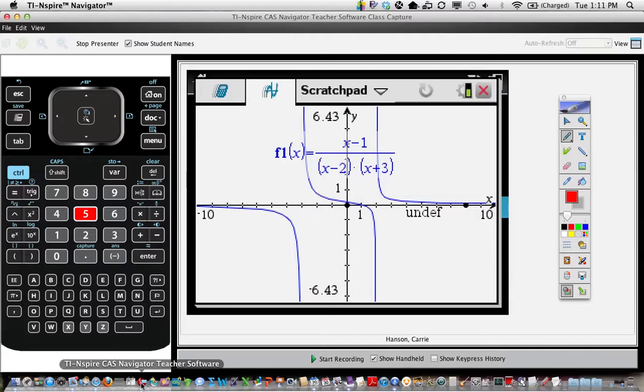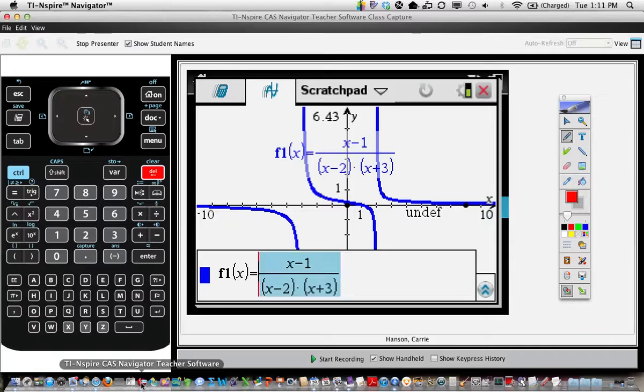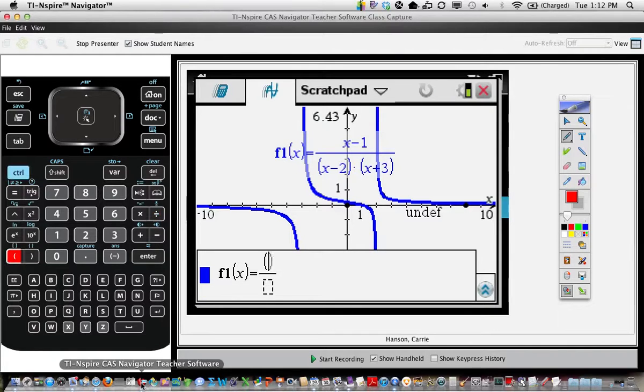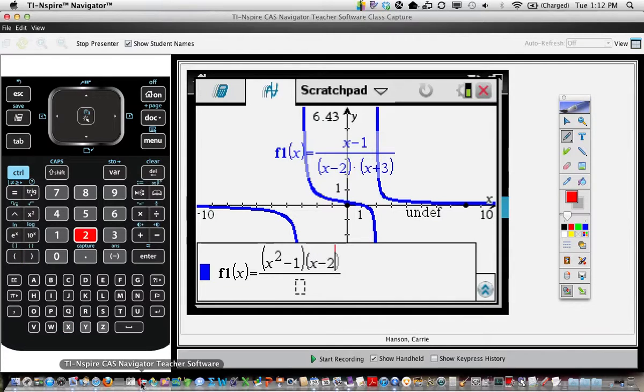Okay? Now, let's do another one. You can go ahead and delete that one out. Let's do this one. If we had x squared minus 1 and x minus 2 over x minus 2 times x plus 3. Okay? Now again, what domain issues do we have? Okay, so x cannot equal 2 or negative 3.